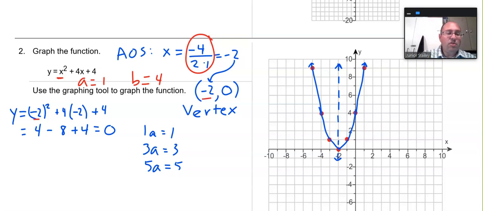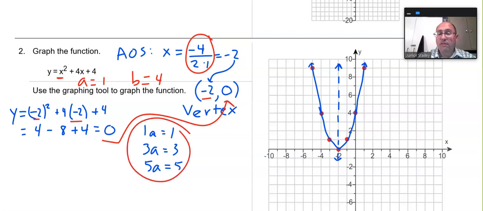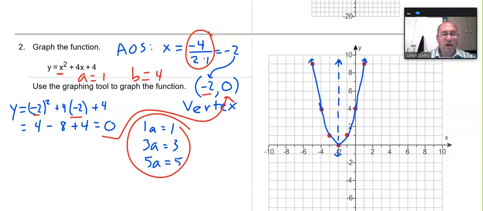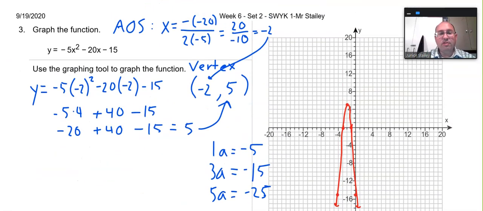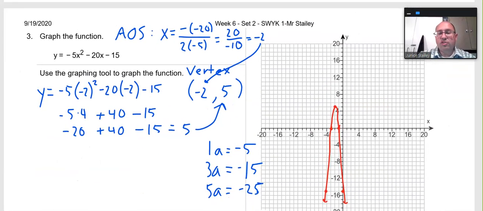Plugged it into the equation to find the second part of the vertex. So now we know it's at negative 2, 0. Use the 1a, 3a, 5a method of graphing to graph the rest. It's very, very easy to do, so I won't beat it into the ground anymore. Well, I mean, I might, but just... So this one just opens down. That's why I wanted to show it to you.